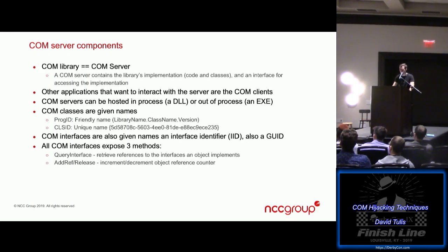COM interfaces also have IDs, but all COM interfaces look the same. Their uniform structure allows clients who don't know anything about the interface or the implementations to query the interface for a list of pointers which point to the actual interfaces supported by the COM library. There's only 3 methods exposed by this interface. There's a query interface that retrieves the pointers to the supported interfaces of the object, and then there's the ability to increment or decrement a reference counter of who is using the object.